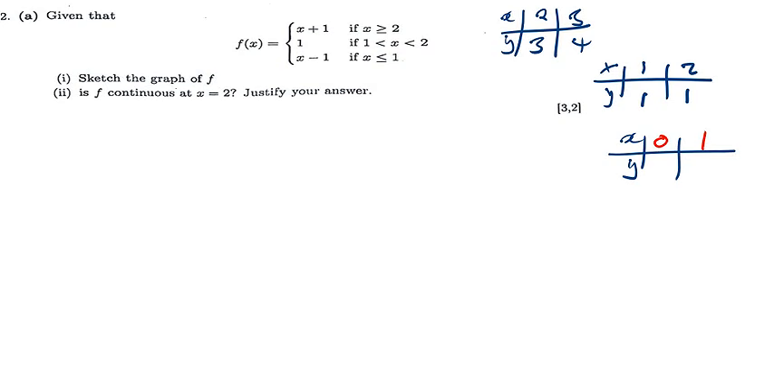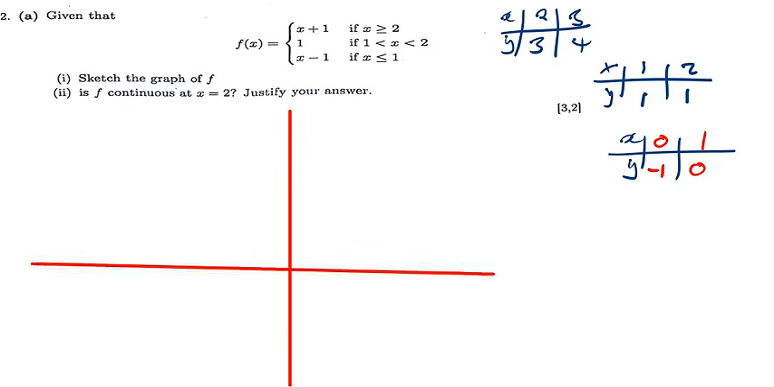So when x is 0, that should be negative 1. When x is 1, that is 0. Now we don't have anyone who is behind before we sketch, right? Okay, no one is behind. So let's go ahead and sketch.